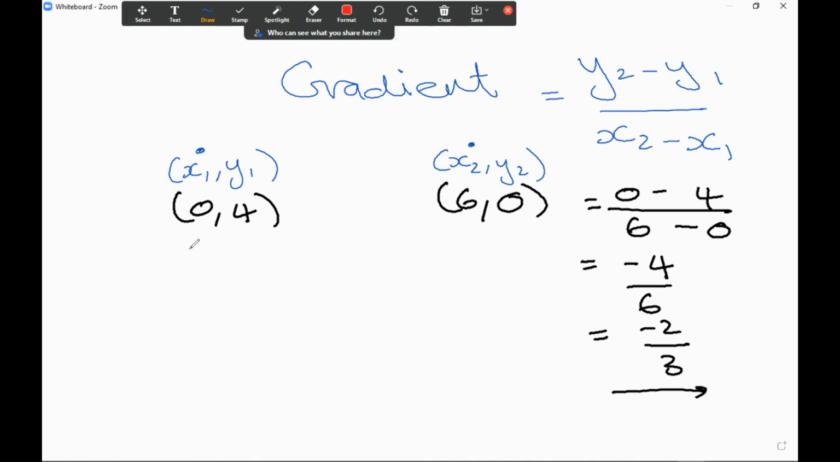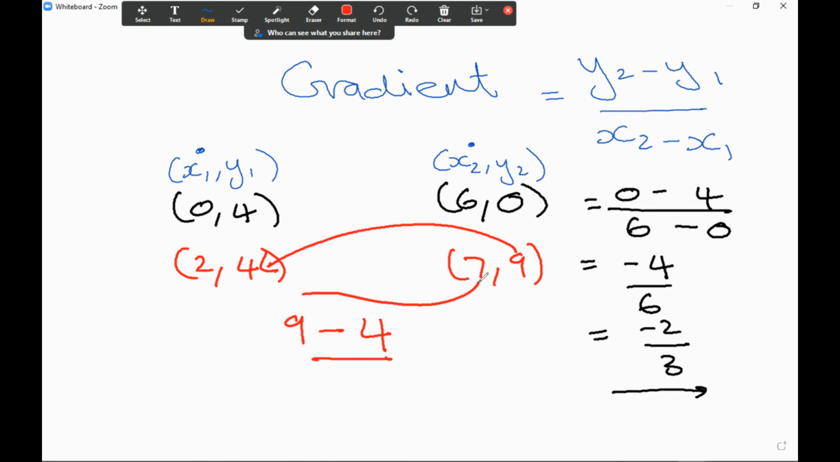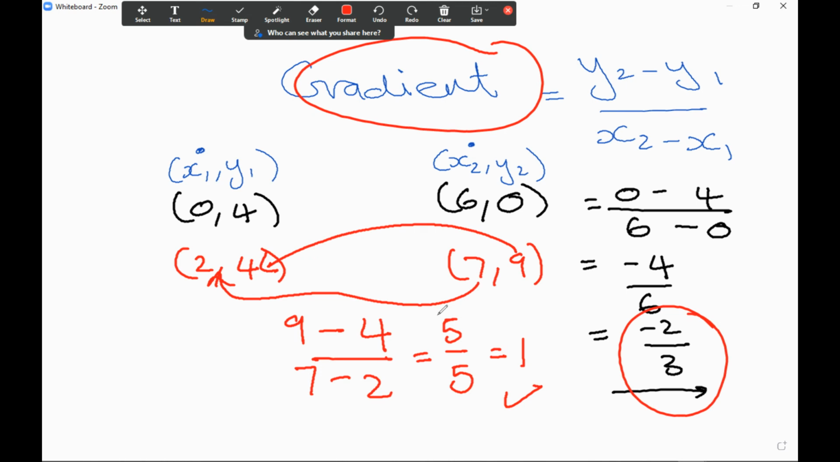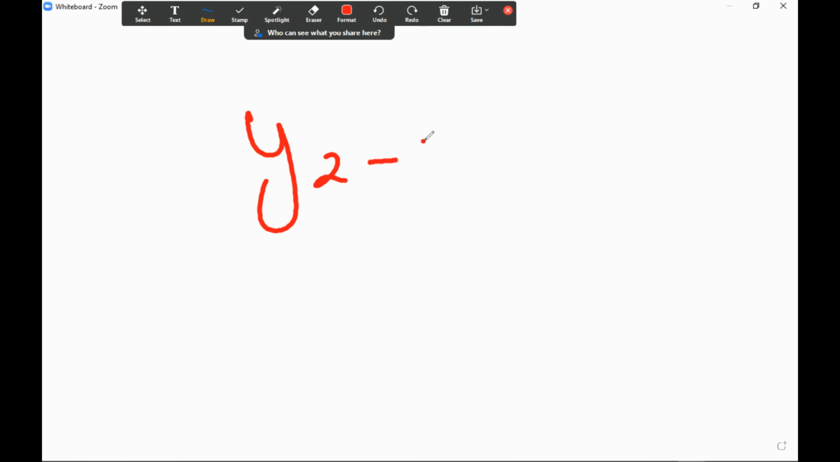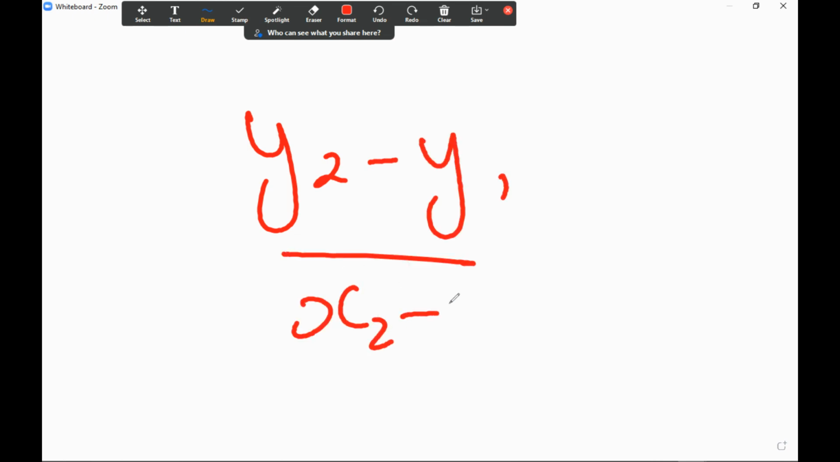What happens if I've got different values here? Let's say I got (2, 4) and (7, 9). Remember, I've got to take the 9 minus the 4, divided by 7 minus the 2. That's going to be 5 over 5, which is equal to 1. And that's my gradient. My gradient for this one is that. My gradient for this one is that. Write this formula down. Write down y2 minus y1 over x2 minus x1 somewhere so you can use it for the next question. Write it somewhere.